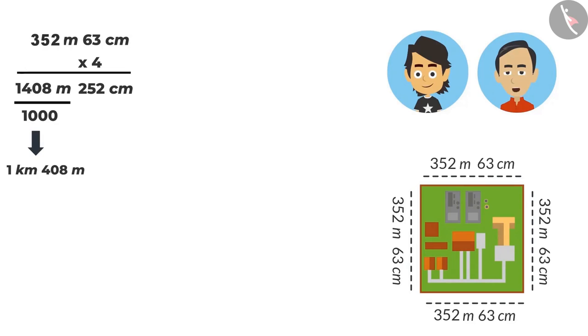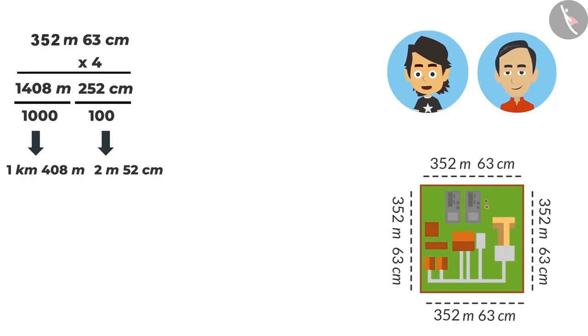But Ayushman, the value in centimeters is also more than 100. Don't you think it can be written in meters too? Oh yes, it can be written. Then what are you thinking? Write it down. To convert the value in centimeters to meters, one has to divide it by 100. And 252 divided by 100 will be 2 meters 52 centimeters. Absolutely correct. Now tell me, how much is the total length?